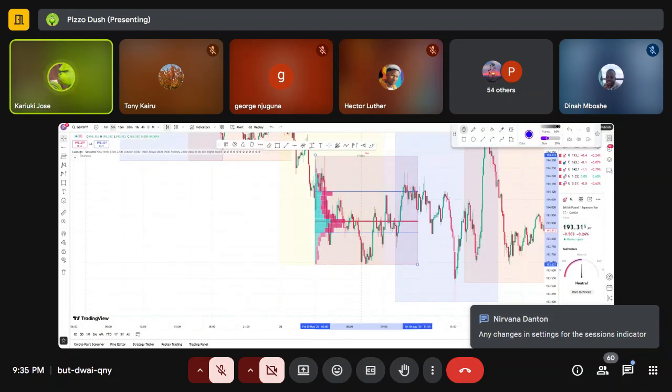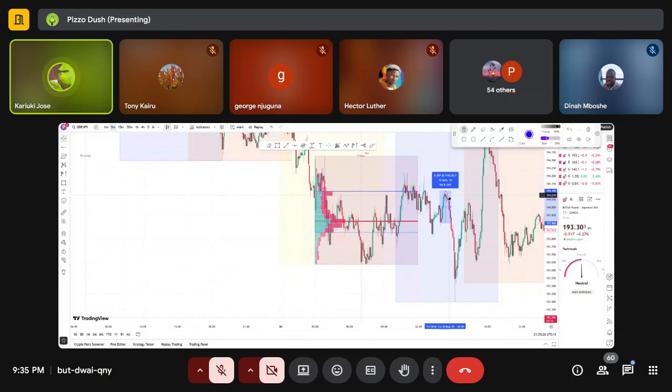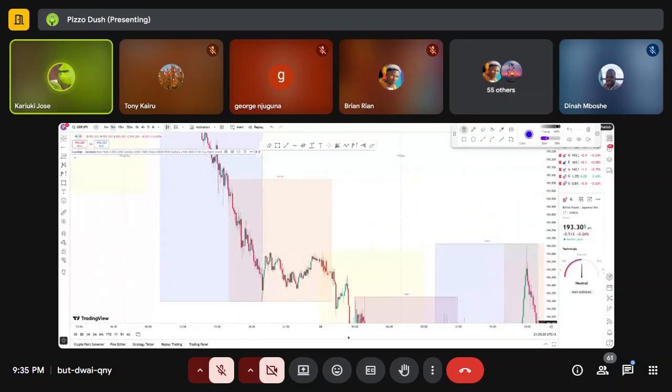Hakuna changes kwa settings za sessions, usichange. So from the open to the close. So these are point of control here. Now we can see after the close, market ilikuja on that zone. Actually ilikuwa rejected twice. This is the first time and this is the second time ilikuwa rejected. Though watu walipata some good pips there, maybe 30-40 pips. If anyone traded using that, alipata 20 pips. So here it's a lot of pips.